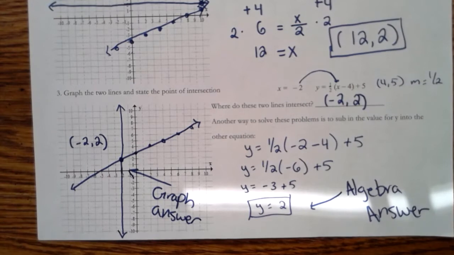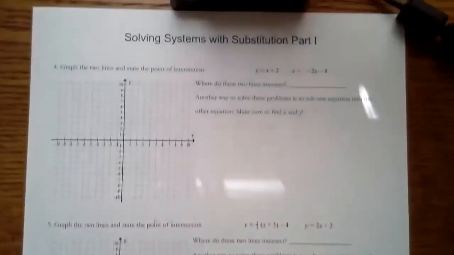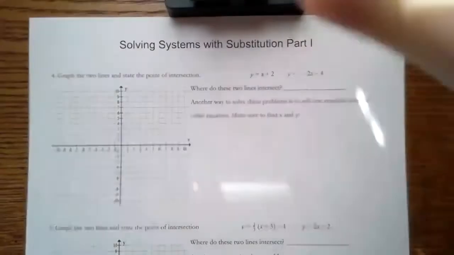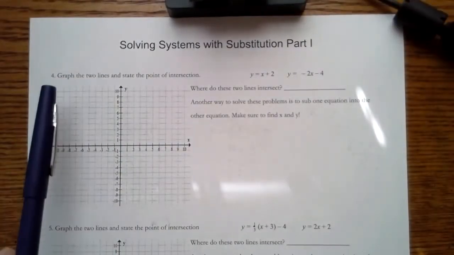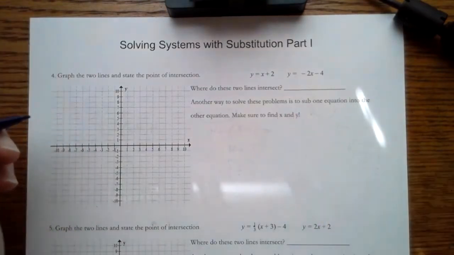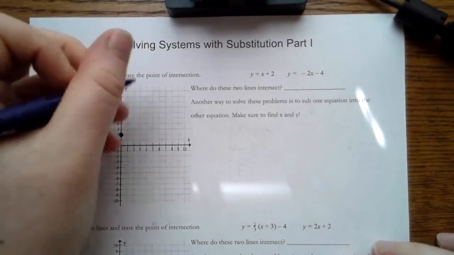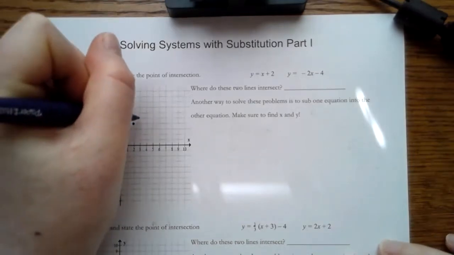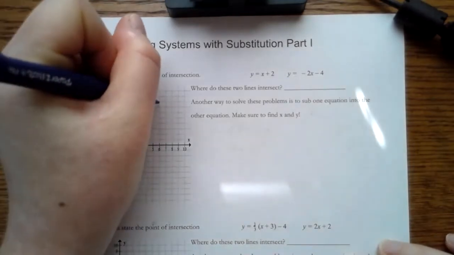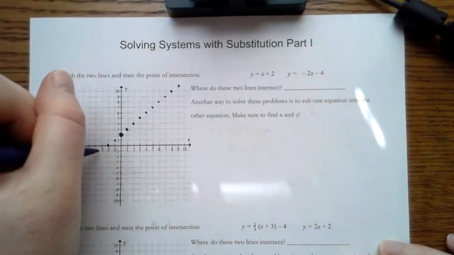Okay, we have about 3 more problems. Let's get started. Okay, graph the 2 lines and state the point of intersection. Let's do it. So x plus 2 would start here and go up 1 over 1. Up 1 over 1 is the easiest because you just grab all those bottom corners or top corners.